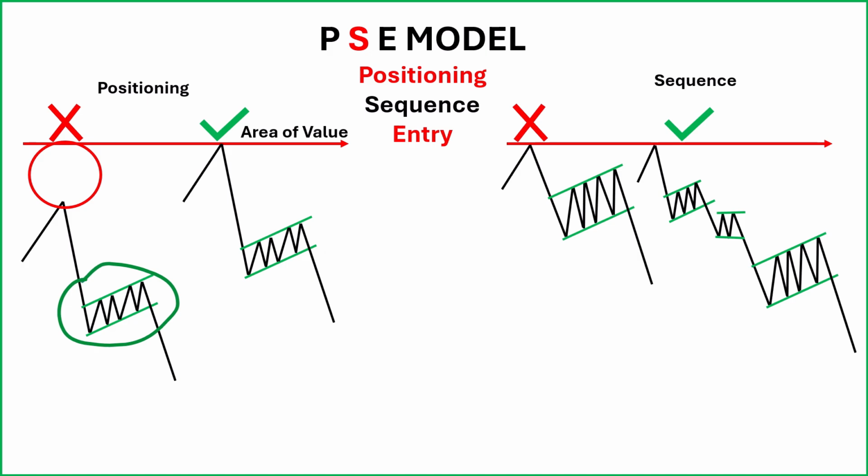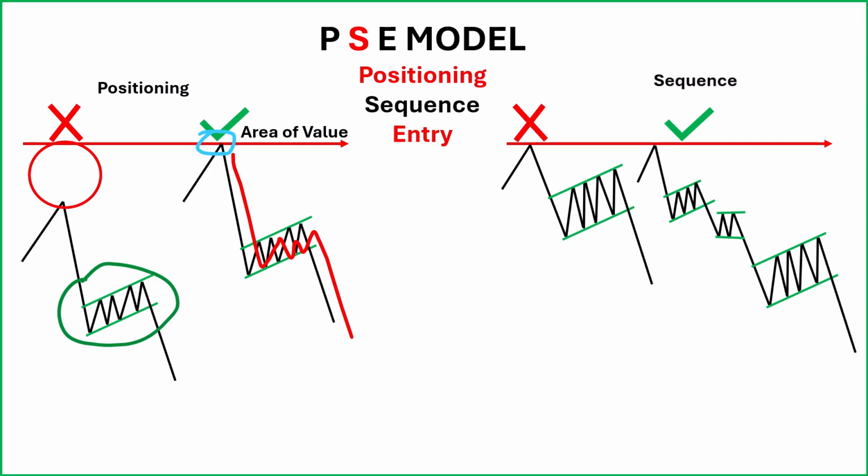Now, the sequence in this case looks fine. It's giving us some structure to work with. But without price tapping into the value area, the entry wouldn't have the full weight of confluence behind it. What we really want to see is the market pulling back into that red line, our area of value. That way, we know we're positioned correctly to take advantage of this potential downward movement. Remember, no position equals no trade. The best entries come from the best positions.